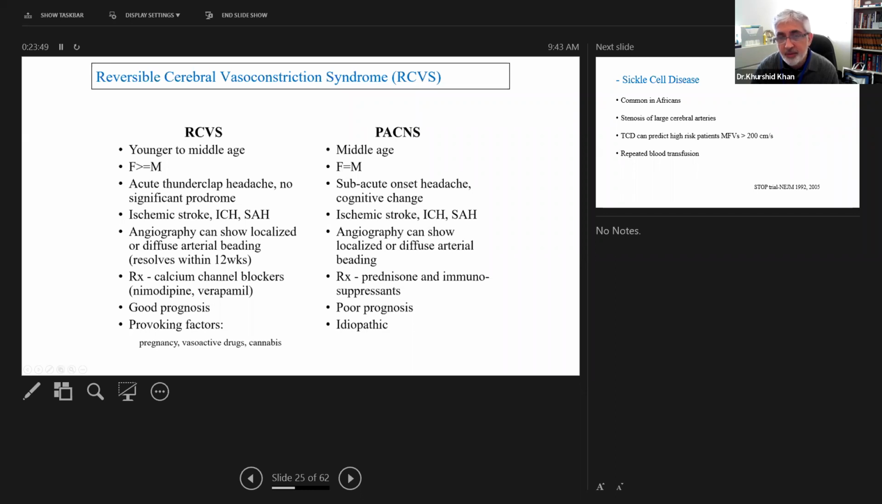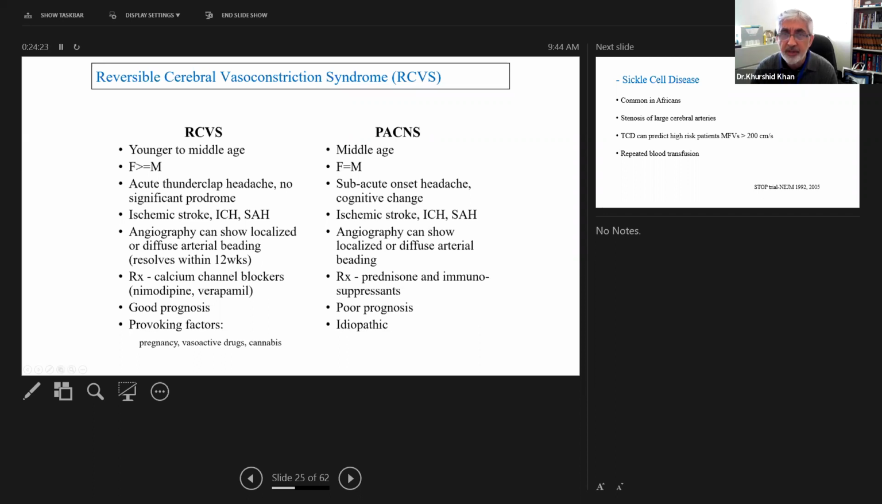The treatment is usually empirical, and we use calcium channel blockers and control the blood pressure, and it generally has good prognosis. To differentiate from CNS vasculitis, RCVS patients present with thunderclap headache, while here they may have an indolent, insidious progression of cognitive decline and headache that is progressively getting worse. So that would be a clue to consider CNS vasculitis as opposed to RCVS.